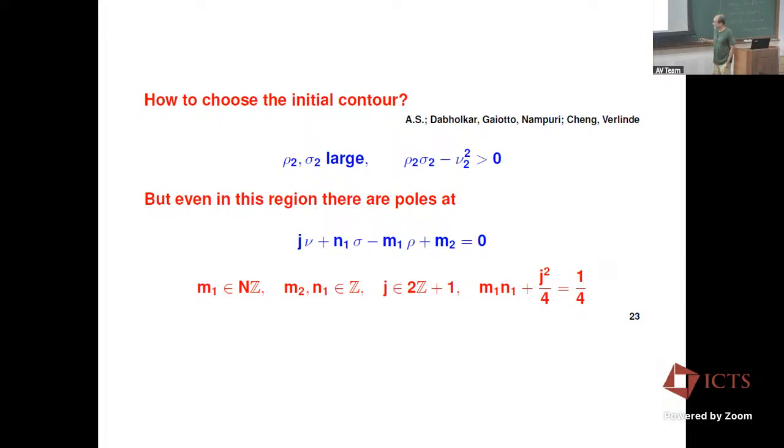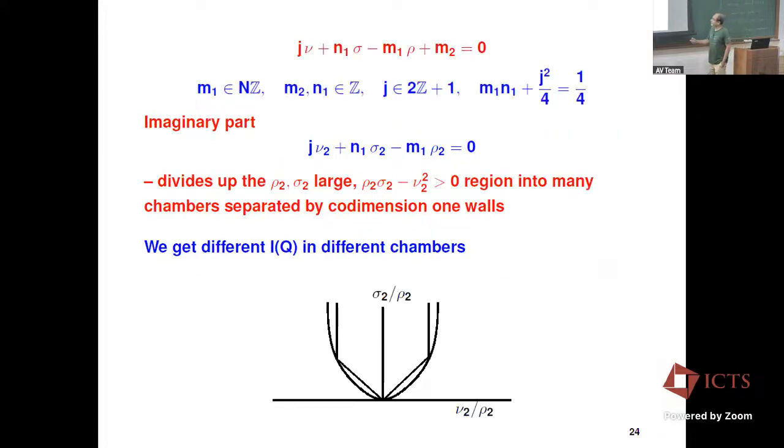m1, for example, is n times an integer, m2 and n1 are arbitrary integers, j is an odd integer, and then there is a nonlinear relation between m1, n1, and j. So let's look at the imaginary part of this. The imaginary part is given here, and the point is that whenever this vanishes in the ρ2, σ2, ν2 space, there is a chance that the contour will pass through the pole. Because you are setting the imaginary part to 0, the real parts are being integrated over. So the contour will pass through the pole.